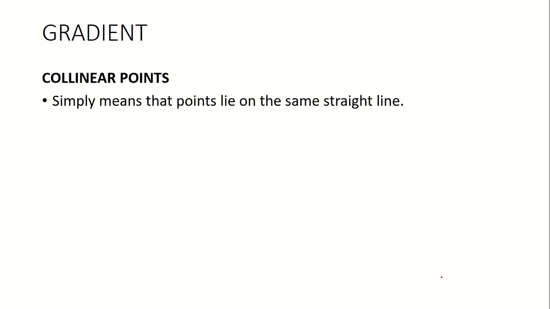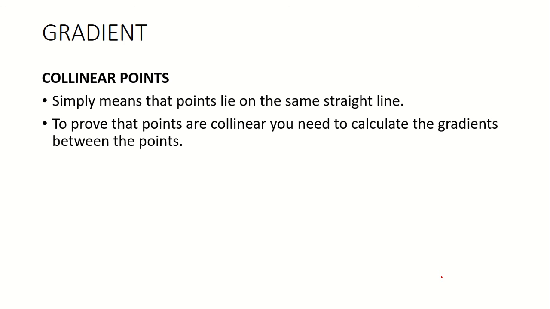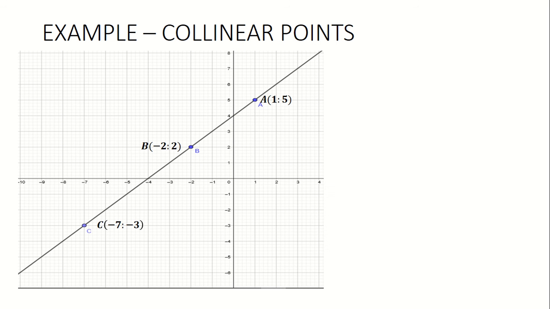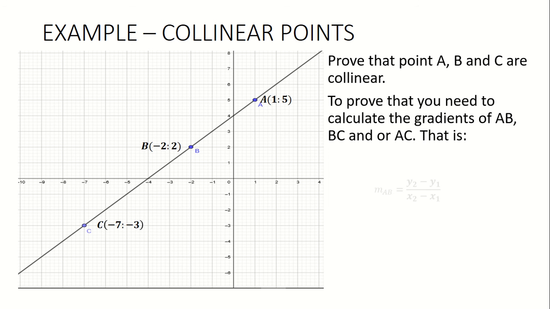For collinear points, you treat collinear points just like you treat parallel lines. Collinear points will always have equal gradients. So for us to prove that these points are collinear, we'll simply calculate their gradients. I will start with the gradient of AB. It's up to you which points you start with. As long as the gradients of those points are the same, then you can conclude that those points are actually collinear. I started with AB, obviously, which is 5 minus 2 divided by 1 minus negative 2.